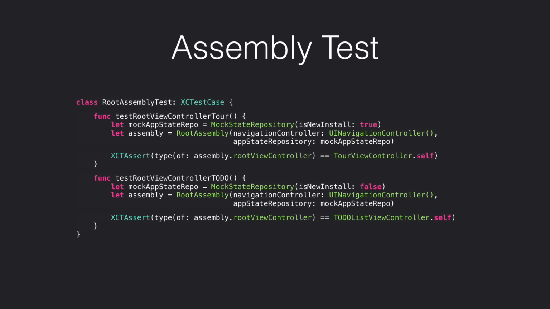To test this, it's also pretty easy because all dependencies that assembly uses are injected through its constructor. So the only thing you need to do is to have some mock state repository in this case, which basically just says, yes, this is a new install, or no, this is not a new install. Then you instantiate root assembly with your mock state repo, and you can simply assert, hey, my new root view controller is going to be tour. In a case of a second test, my root view controller is going to be to-do list view controller.